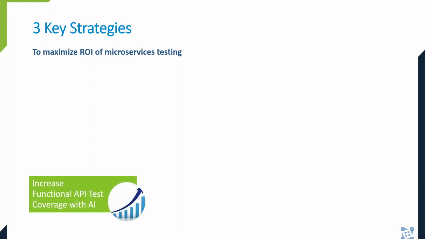So it all really starts with our first strategy here, which is to increase your functional API test coverage with AI. And so for that, I'm going to go ahead and hand it over to my colleague Wilhelm here to take us through a demonstration. Wilhelm? All right, thank you, Chris.